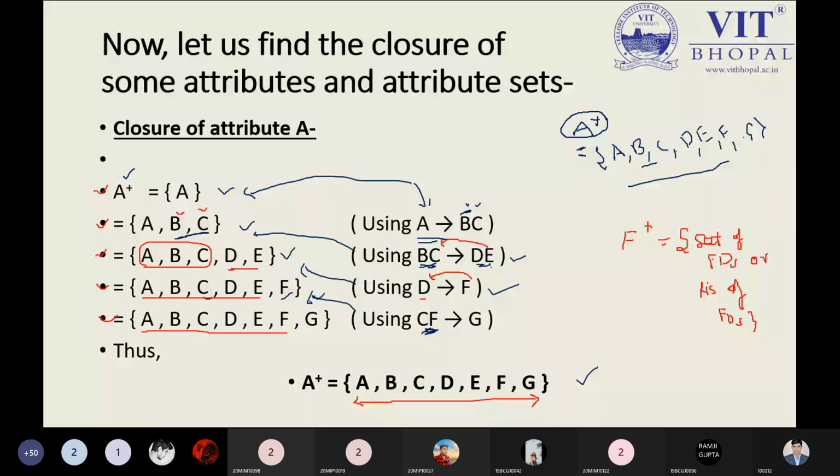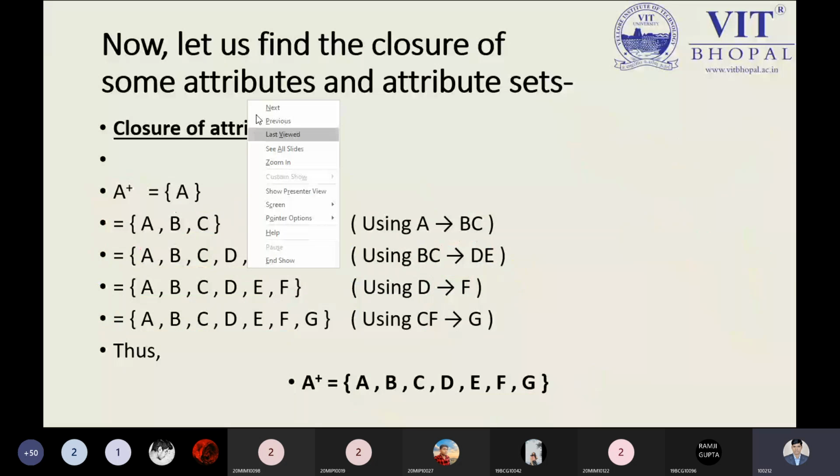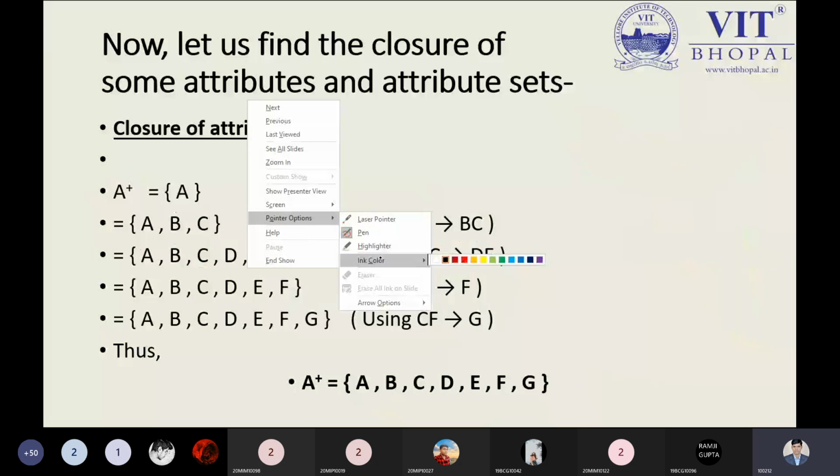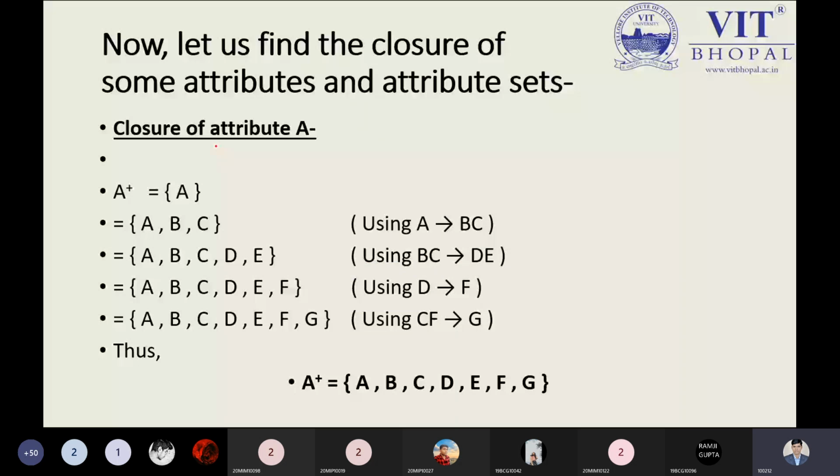So I need to choose this point right now, the closure of the attribute. What I need to generate is A plus. A plus means the closure of the attribute A. So A will definitely be part of its own attribute set. So I can write over here A. I'm solving this question here. You have to write the answer step by step, but I am just writing it in a single step for understanding purposes only.